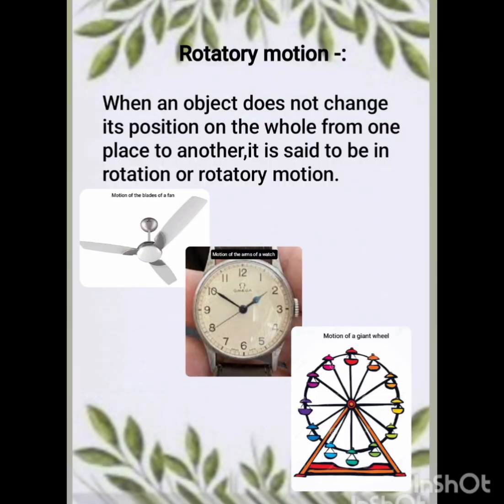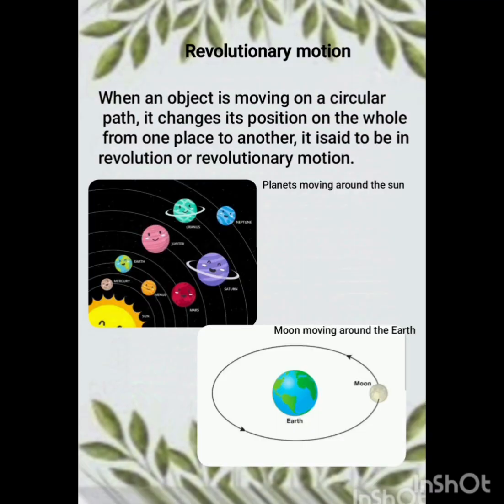Let's learn about rotatory motion. Children, when an object does not change its position on the whole from one place to another, it is said to be in rotation or rotatory motion. For example, blades of a moving fan. Other examples: arms of a watch, a giant wheel, etc. They show rotatory motion.